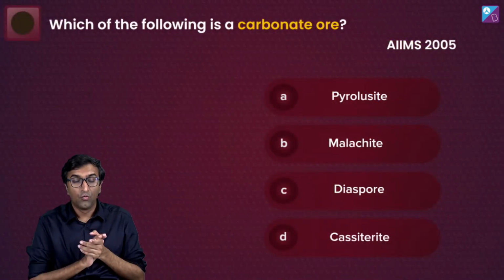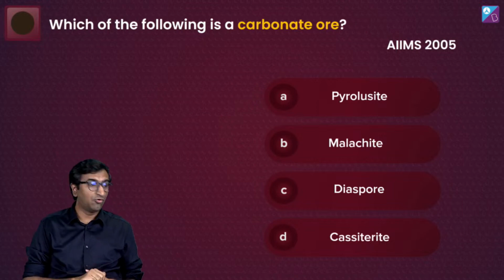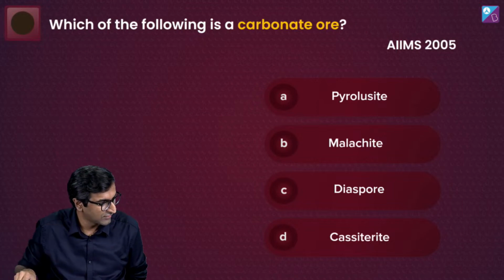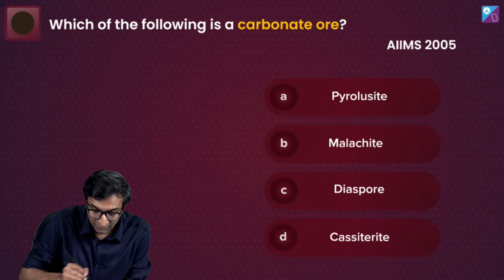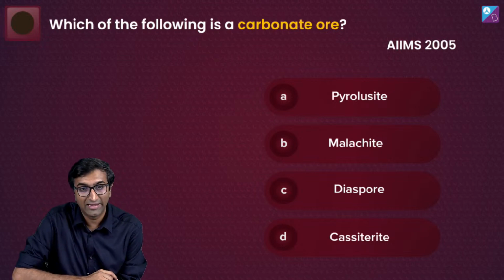Quick question. Which of the following is a carbonate ore? अभी तक आप लोग सो रहे थे कि जगे हुए थे? One of those questions. Just checking that. Pyrolusite, malachite, diaspore or cassiterite? A, B, C or D?